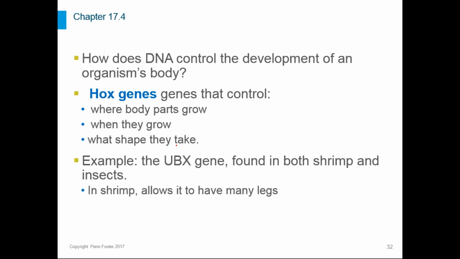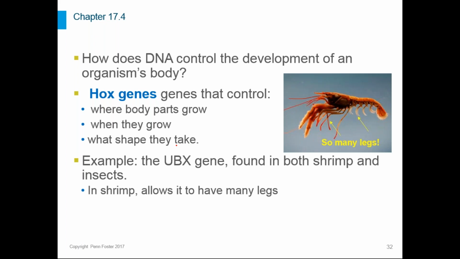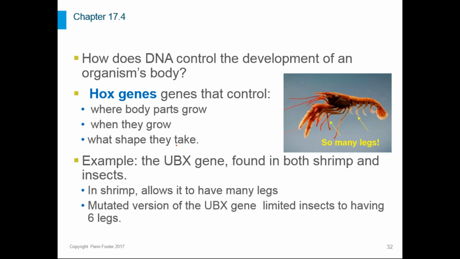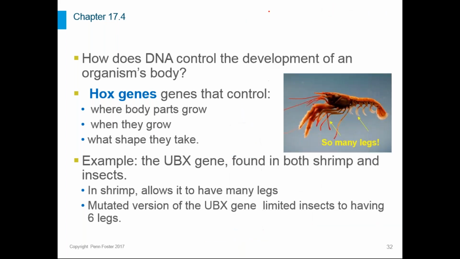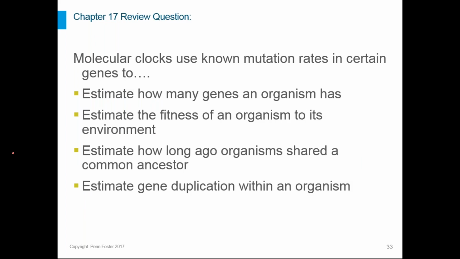And the version of the gene in shrimp allows it to have many legs. But a mutated version of the UBX gene in an insect ancestor has been passed down to all insects. And that limited the insects to having 6 legs. So that's just one example, but there are many examples of Hox genes which control the growth of body parts. Okay, and that actually takes us to the end of the section.